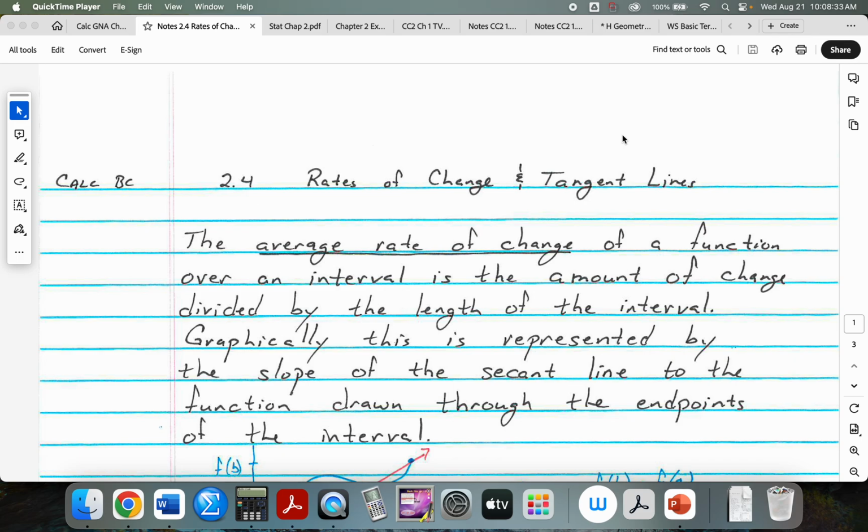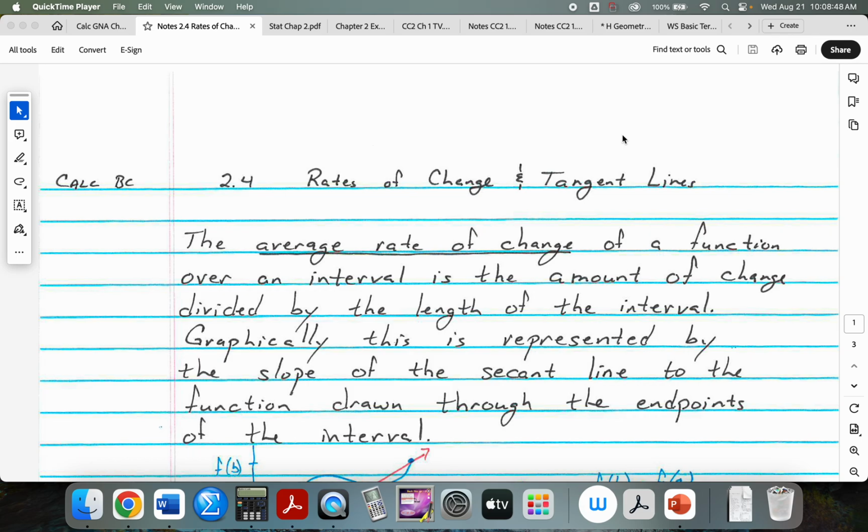I'm always a little confused at this point in the year because I'm teaching A, B, and BC. So I'm like, wait a minute, which have I talked about in this class? Did we talk about the average rate of change? I think we did it in one of the first lessons.